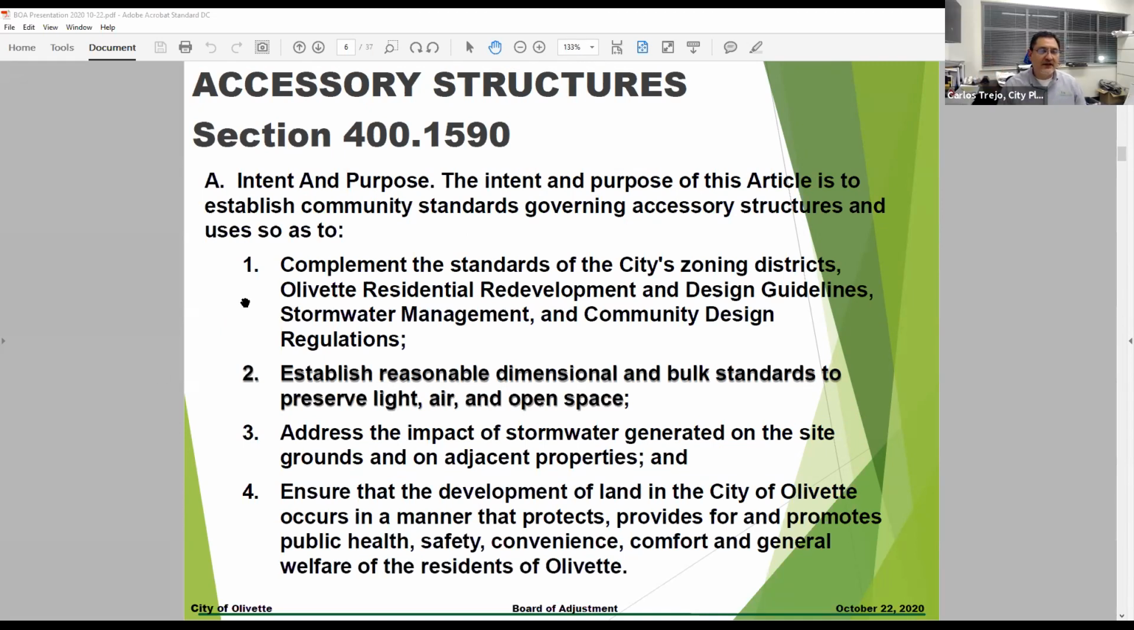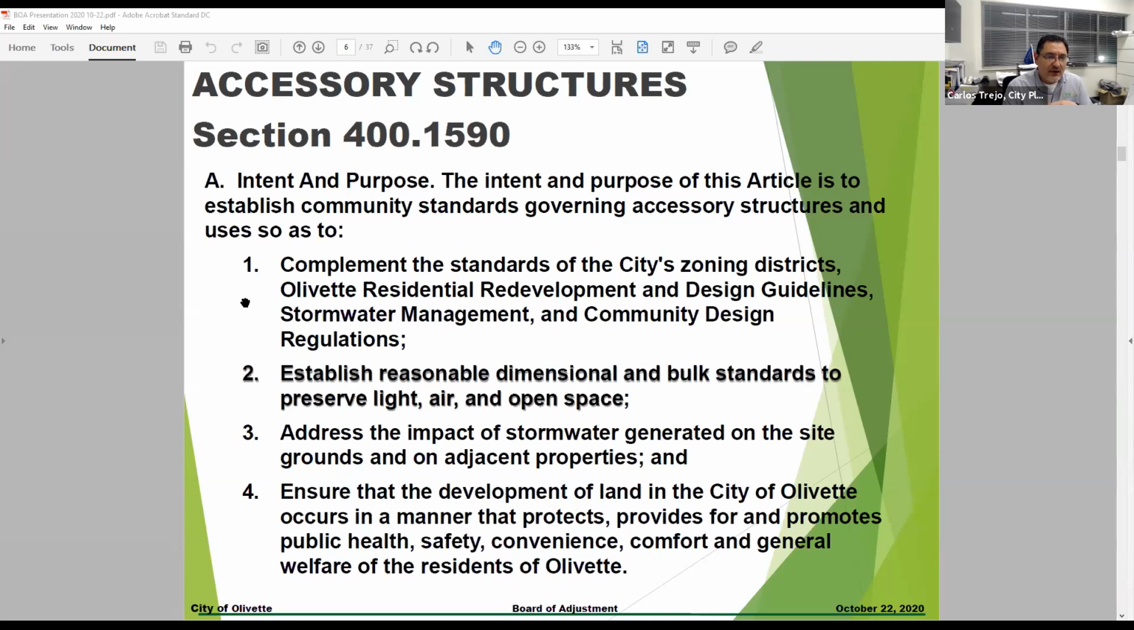Chairman, I'm going to start at the beginning, and then I'll let Jonathan go into the details. The city has adopted regulations that govern accessory structures. Those have been adopted by the city council, and they are to be applied uniformly to all property owners within our community. The intent and purpose of regulating accessory structures is to make sure that these structures complement the standards of the city's zoning district, design guidelines, address stormwater, and are consistent with our community design regulations. Most importantly, the council believes that these establish reasonable dimensions and bulk standards to preserve light, air, and open space.